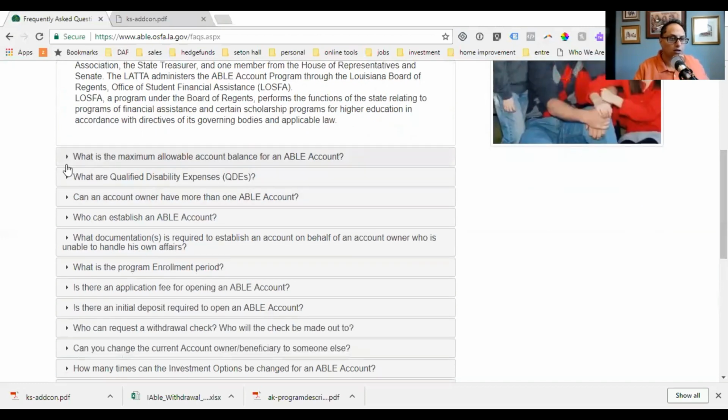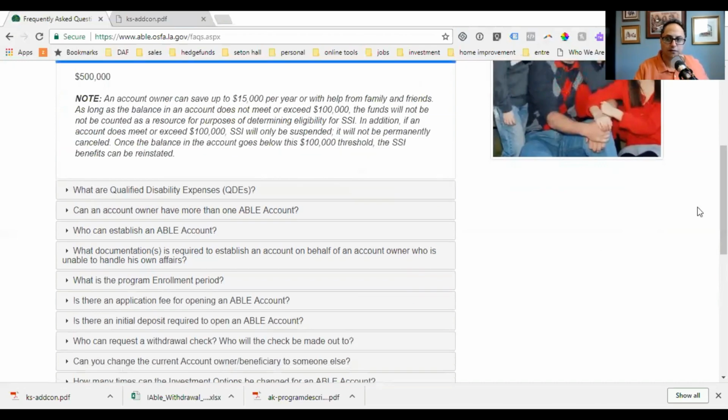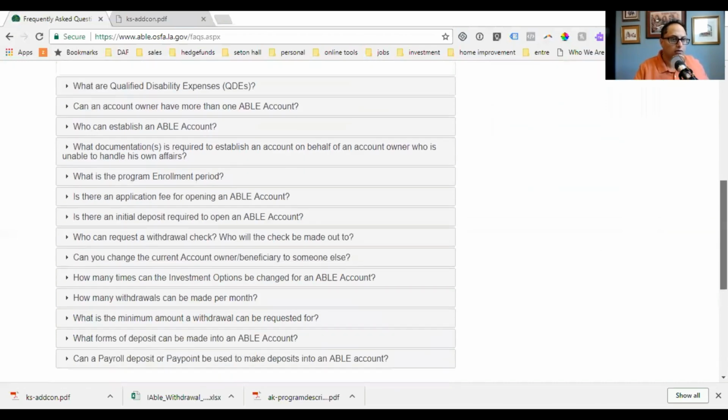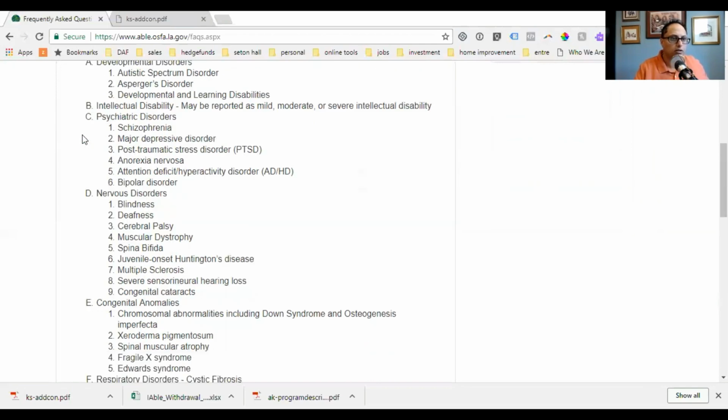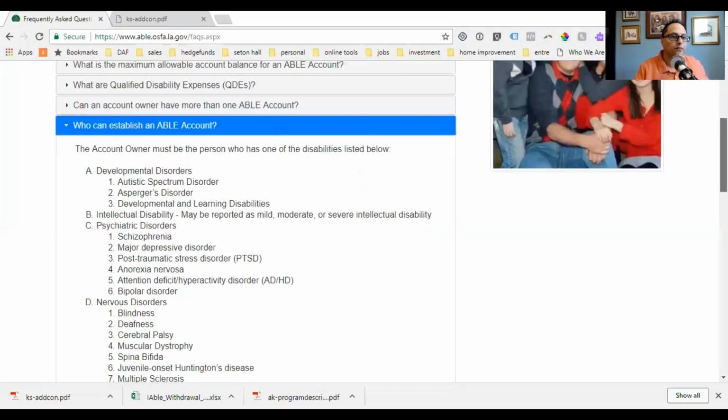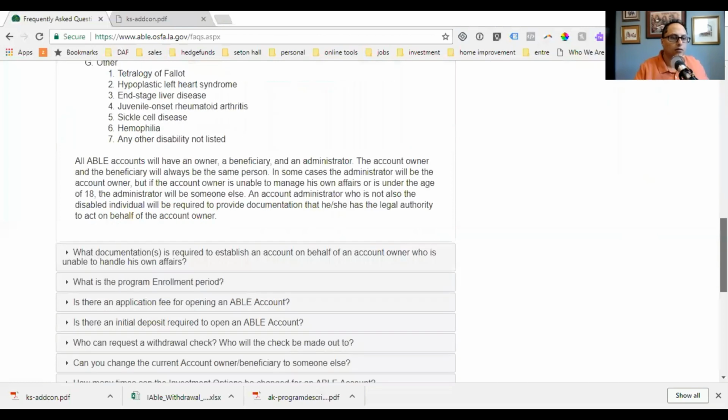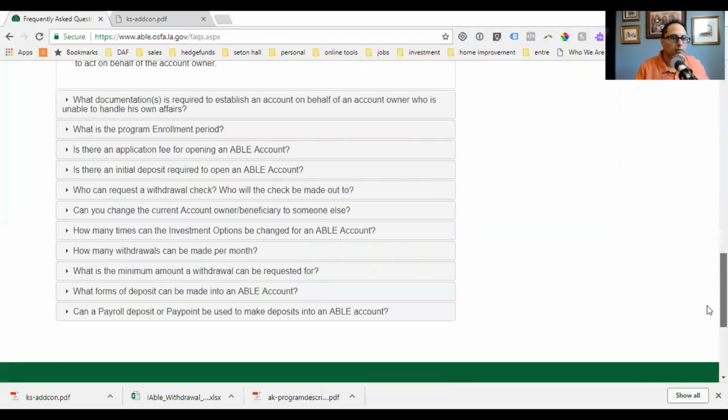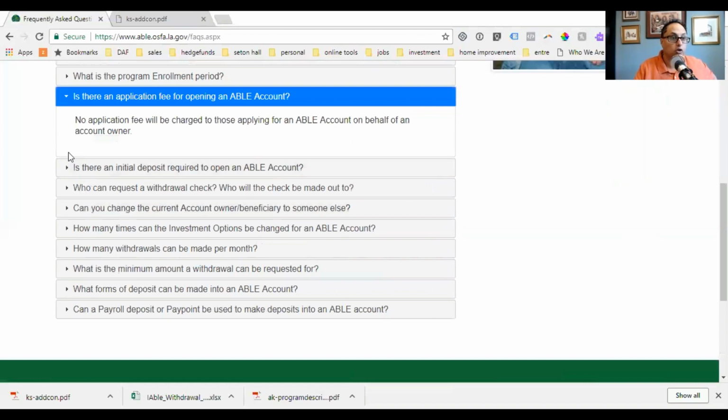Okay, we did that. 15,000. We can establish. Just double check this. Whoa. Okay. What documentation is required? It's part of what we deal with separately. What is the program enrollment period? Is there an application fee? Ooh, let's see this. What does Louisiana do? No, there is no application fee. No application fee will be charged to those applying for an ABLE account on behalf of an account owner.